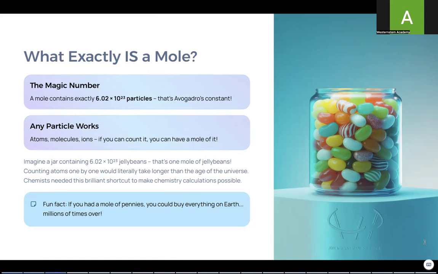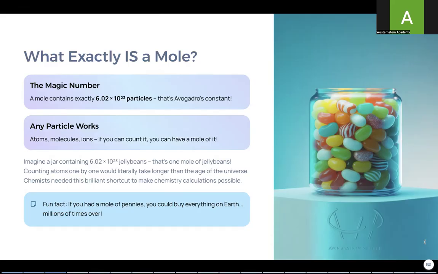Now, what exactly is a mole? This is the number one question. You want to know what a mole is. Not the mole that you have on your skin, not the mole, the TV series, but what is a mole? The magic number. A mole contains exactly 6.02 times 10 to the 23 particles. That's what we call Avogadro's constant, right? Any particles work. So atoms, molecules, ions, if you can count it, you can have a mole of it.